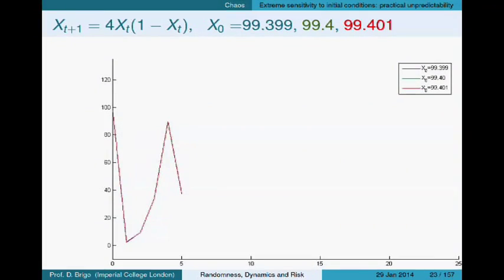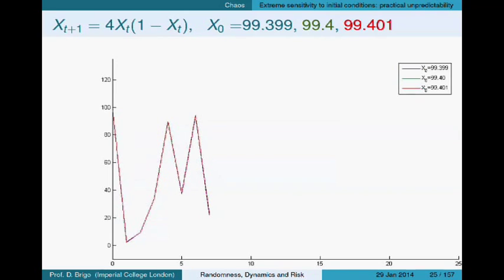So what happens with 3 different initial conditions? Let's plot the solution of this equation in time. You start from 100, you go down as you see in this graph, then you come up again and go down again. But the 3 different solutions are the same. You cannot really see the 3 different colors in this graph because they're overlapping in a perfect way. So wherever you start from, 99.399, 99.4 or 99.401, up to 5 seconds, let's say, the system is completely the same for the 3 choices.